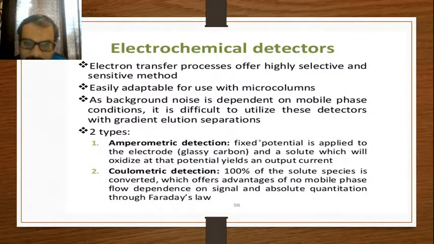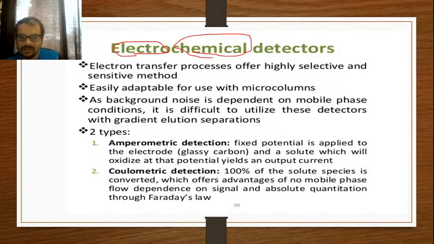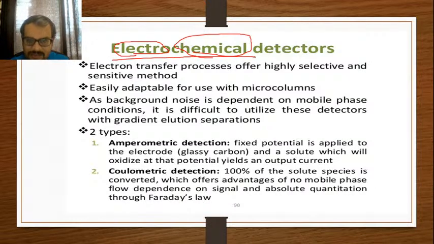Now electrochemical detectors, as the name suggests, involve electrical conduction in a chemical reaction. Electrical conduction in a chemical reaction is also called an electrochemical reaction. That means electrical conduction while converting A to B can be detected by using an electrochemical detection system. Okay.